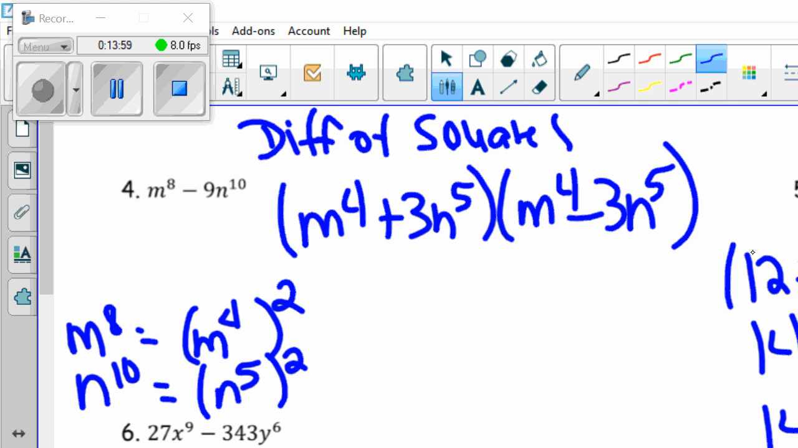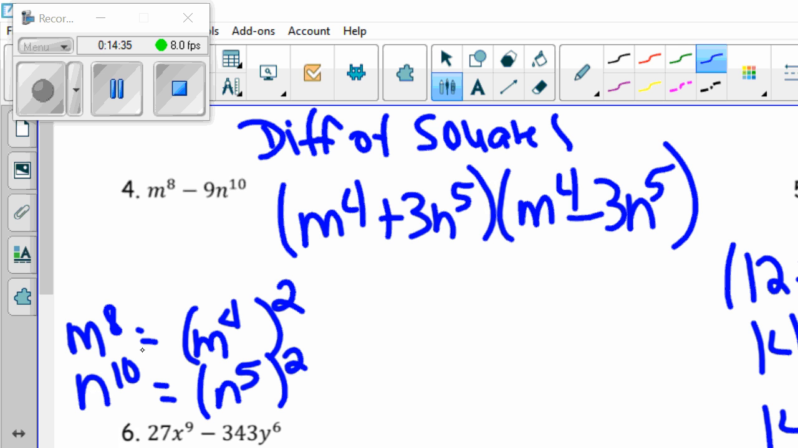Last one of these, number 6, it says 27x to the 9th minus 343y to the 6th. Right? 27 and 343, I recognize those as perfect cubes. So this is a difference of cubes. So the cube root of the first one, the cube root of 27 is 3. Okay. x cubed would have gotten me the cube root of x to the 9th. Minus 343, the cube root of that is 7.